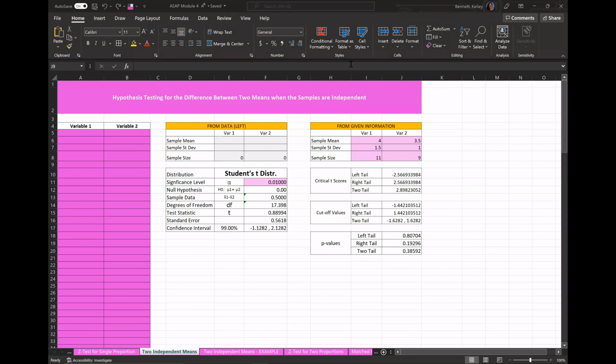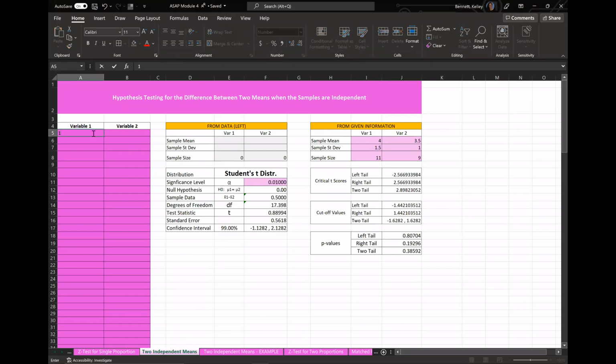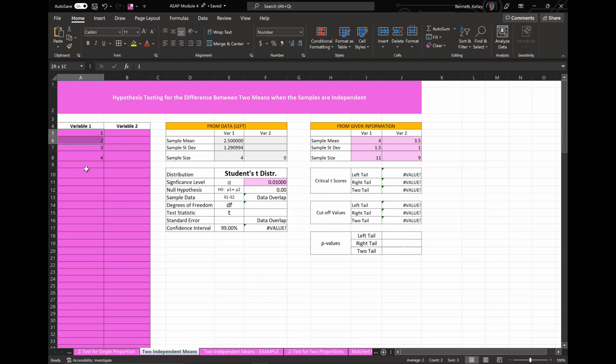Once I put my data into Excel, I just want to reiterate that you cannot have any data over here. Once I do that, you're going to get this error that says data overlap. If you're getting a data overlap error, make sure you only have either raw data on the left or given data on the right. You don't want to have both. So this is what we ended up with. Let's go put that back into our OneNote and digest it.